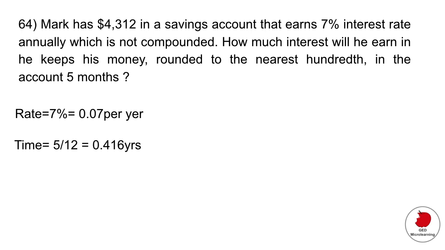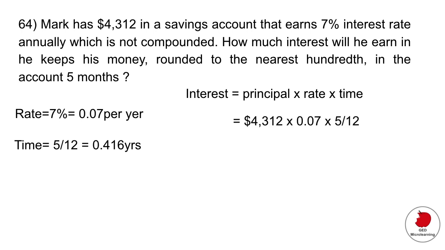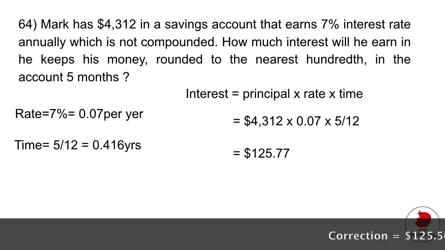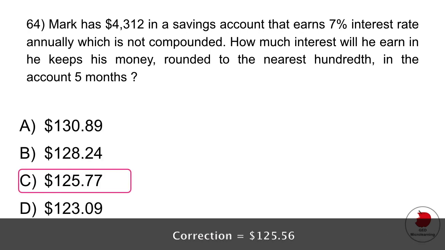So this is the tricky part. And then all you have to do is plug those numbers into this equation that we saw before. So the principal was 4,312, multiplied by that rate in decimals, multiplied by the time, which is 5 months over 12 months, or 0.416 years, and that gives you that amount, okay, which is option C.